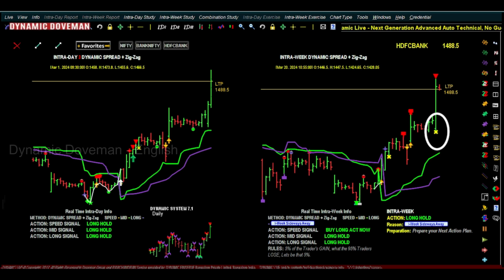The previous zigzag was broken on the higher side, and whatever was the dynamic caution at the top, the price was very comfortably trading above the dynamic caution, which means by the end of the day, if it can close on a higher note, the dynamic caution will also be broken. It means it can go up even further. All right. This is the meaning.